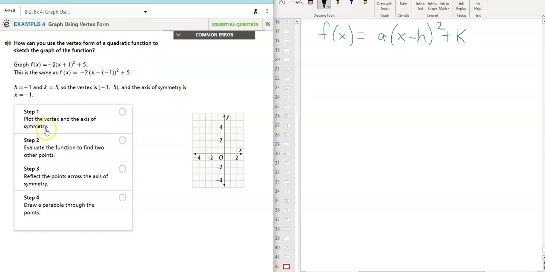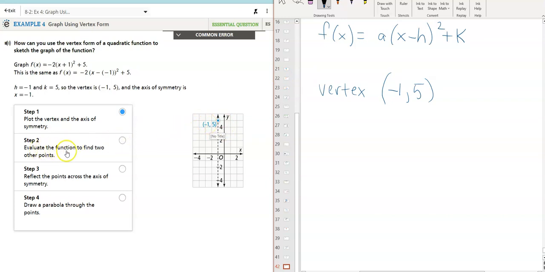Okay, the first thing that we are going to do is plot the vertex, and we know that it's the vertex because we're doing the opposite of h. Okay, my vertex is the opposite of h, which was a +1, so -1, and k is 5. So my vertex is at -1, 5.